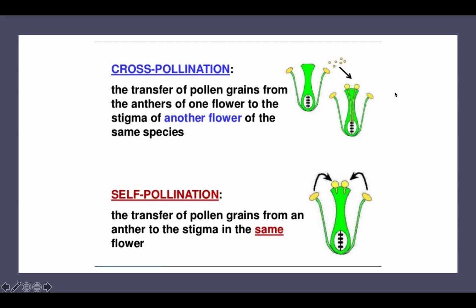That's another slide that shows the difference between cross and self-pollination. So the transfer of pollen grains from one flower or from one plant to another plant from the same species, that's cross-pollination, or from the anther of one plant to the stigma of the same plant, that's self-pollination.